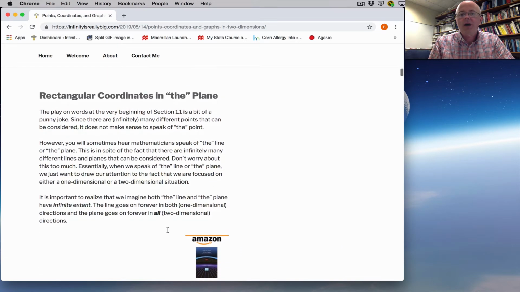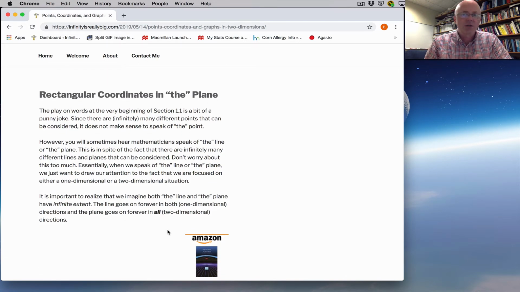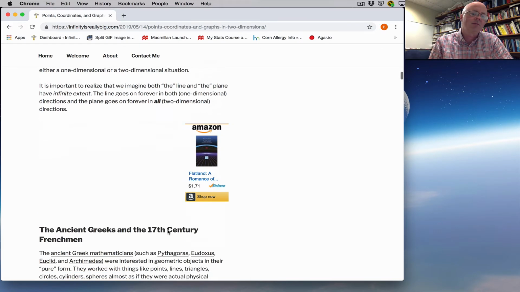Then I start talking about rectangular coordinates, okay, which is hopefully a coordinate system that you're used to. In this initial section that you see here, there's an emphasis on terminology. You'll often hear math teachers and mathematicians talk about the line or the plane, even though there are lots of lines and lots of planes. Okay, that's just a little section to let you know that's not a big deal. Don't worry about it, okay? Don't let it confuse you.